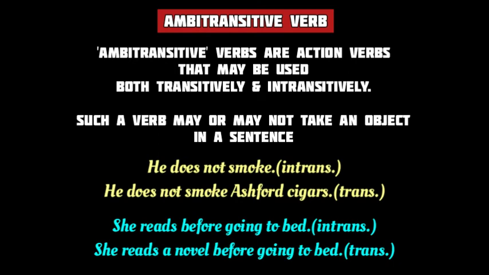For example, in the sentence, he does not smoke, the verb smoke is intransitive because it has no object to it. But in the next sentence, the same verb smoke takes an object, Ashford cigars. Hence, smoke is a transitive verb in this sentence. Then in the sentence, she reads before going to bed, reads is intransitive because it has no object. But in the next sentence, the same verb reads takes an object, a novel. So it has become transitive here. So clearly, ambitransitive verbs may or may not take an object after it in the sentence. So they are used both transitively and intransitively.